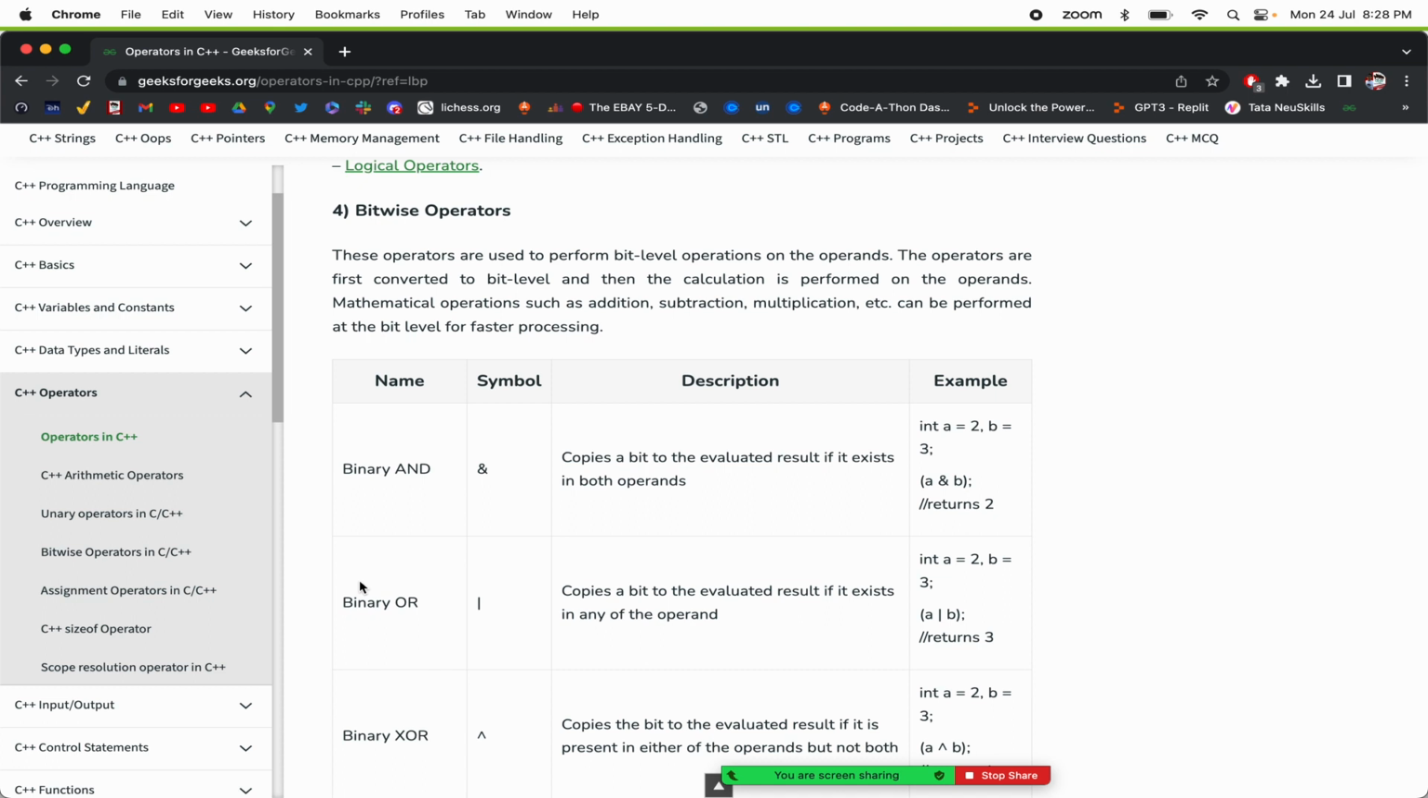The operands are first converted to bit level, into zeros and ones, and then the calculation is performed on the operands. Mathematical operations such as addition, subtraction, multiplication, etc. can be performed at the bit level for faster processing. So using bitwise operators, you can perform operations at the bit level for faster processing.